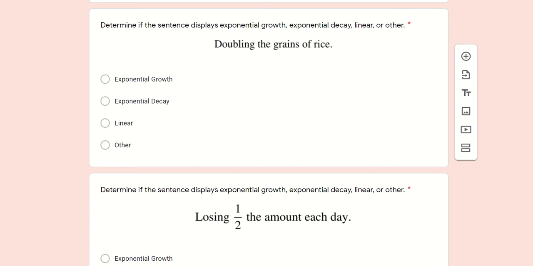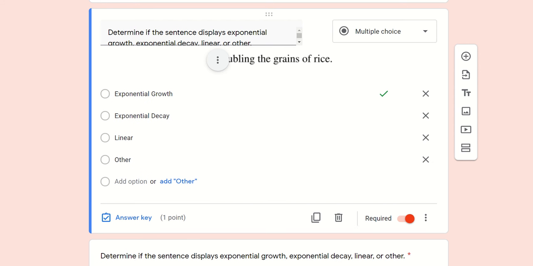The first page was the multiple choice, determining which is identified by either the given statement, graph, equation, or table. So if I am doubling the grains of rice, I am multiplying by 2 every time. As I'm multiplying by 2, I have a constant multiplier. Doubling is 2, so that is greater than 1. So it is going to be exponential growth. That should be your right answer.